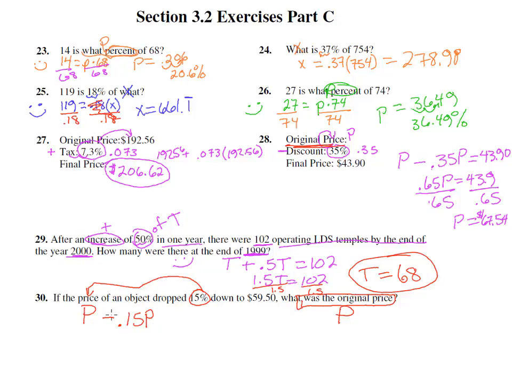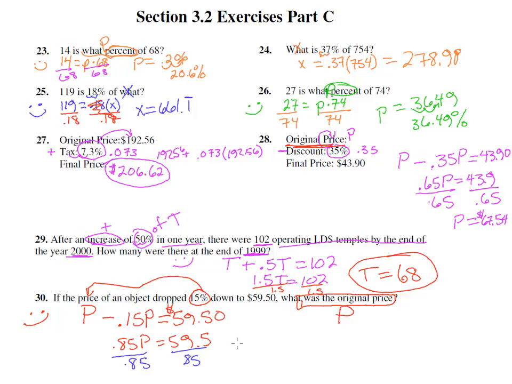So it started somewhere, dropped 15% of the price down to $59.50. Yeah, we can solve this. This is an equation. We know how to solve those. 1p minus 0.15p is 0.85p equals 59.50 if you want. Can we solve that? Sure. Let's divide both sides by 0.85.